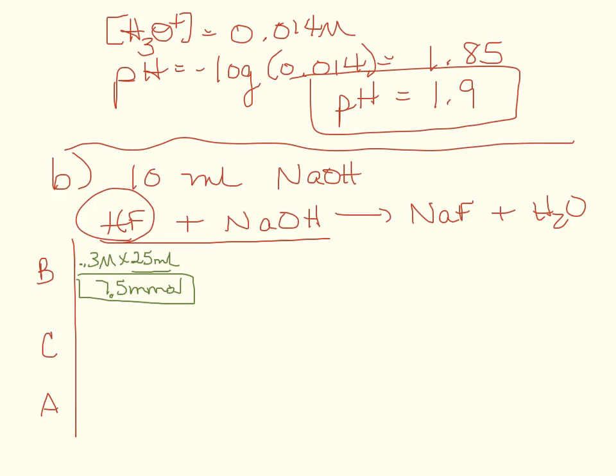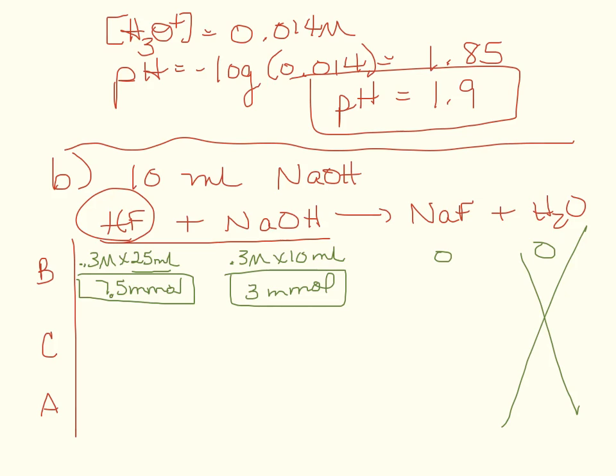How much sodium hydroxide have we added at this step? We've added 10 milliliters, and the sodium hydroxide was also 0.3 molar. And so we have 3 millimoles of sodium hydroxide to begin with, okay? And to begin with, of course, before the reaction, we had 0 of the products. Actually, water is not going to affect anything, so I'll cross it out.